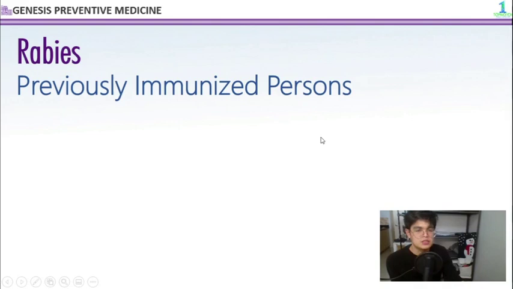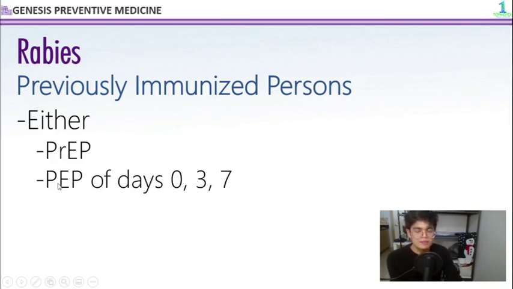After receiving these 3 doses, they are considered previously immunized persons. So if you are previously immunized, you either had the PrEP or you've had a post-exposure prophylaxis of 3 doses at days 0, 3, and 7. That is what you call a previously immunized person.